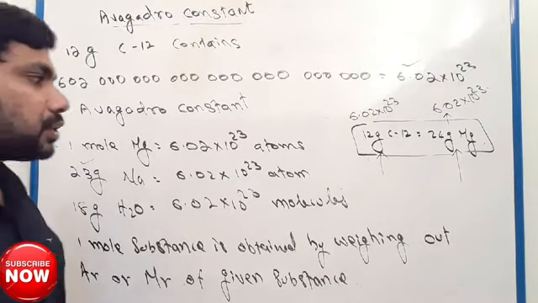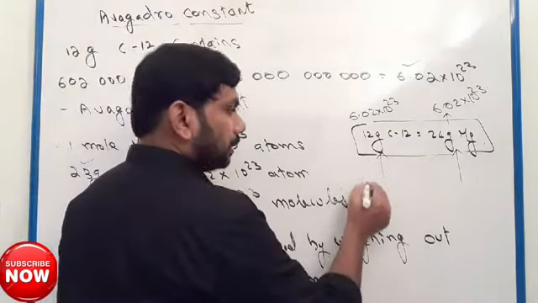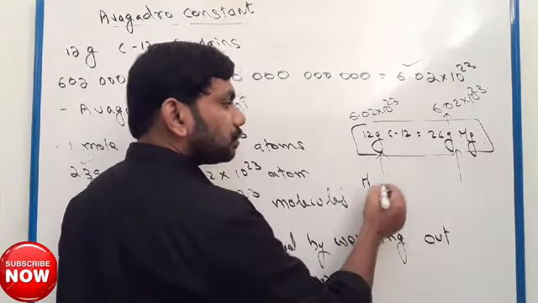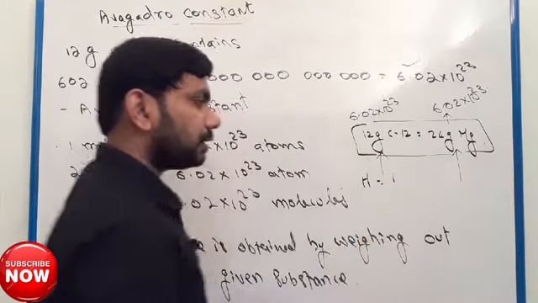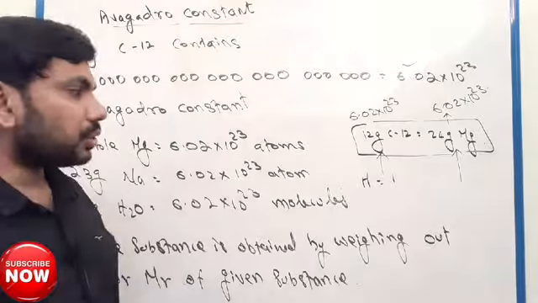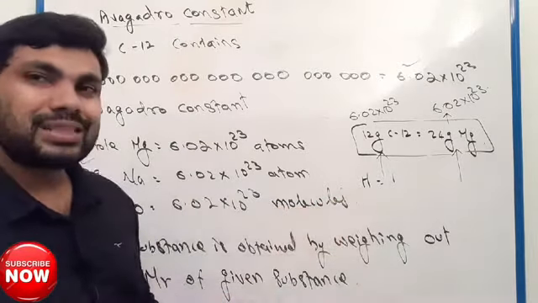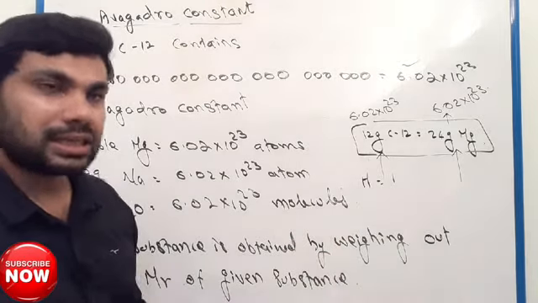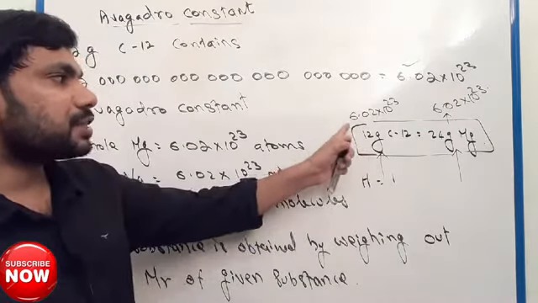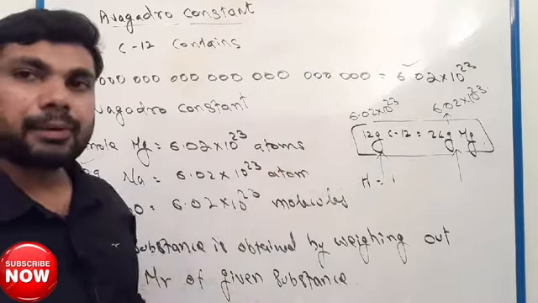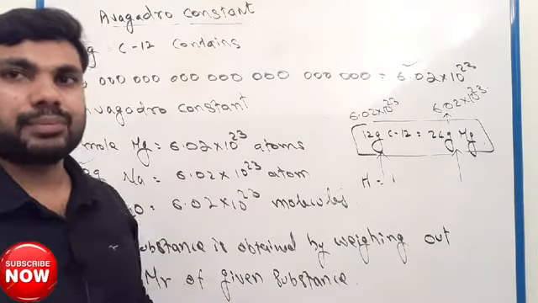Okay, similarly you take hydrogen. The relative atomic mass of hydrogen is 1. So when you take 1 gram of hydrogen, it contains 6.02 × 10^23 atoms.